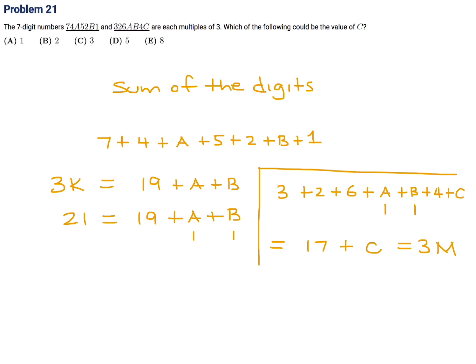Well, how can we get that to be a multiple of 3? Well, C could be 1. If C is 1, 17 plus 1 is 18, and 18 is a multiple of 3. And that's it. So C is 1, and therefore number 21, the answer is A.